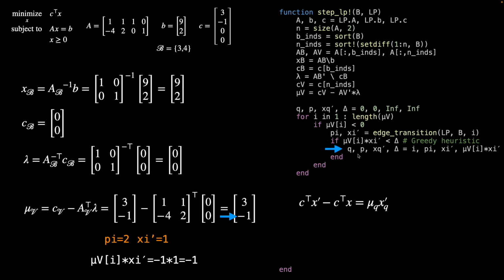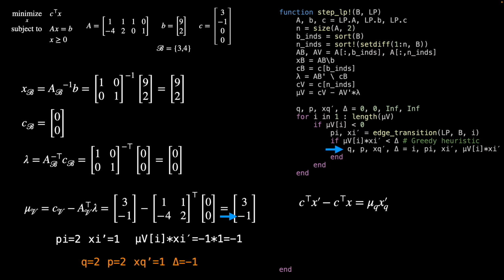We're then going to now store the PQ pair. So this represents the swap that we're trying to achieve, right? This is the Q, the entering index, P, the leaving index, and the corresponding XQ prime. So we update those values accordingly. And now we've actually finished this for loop. Okay, so we're done here. And now we're just going to go into some optimality checking.